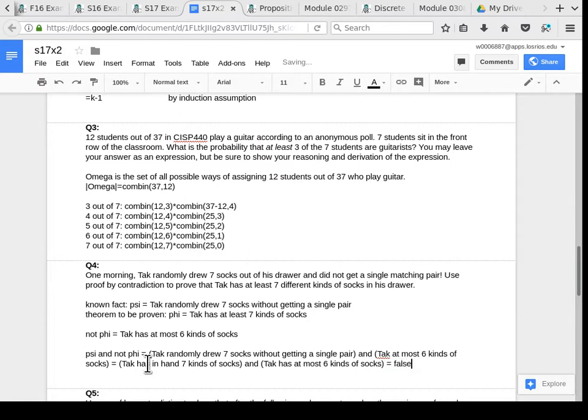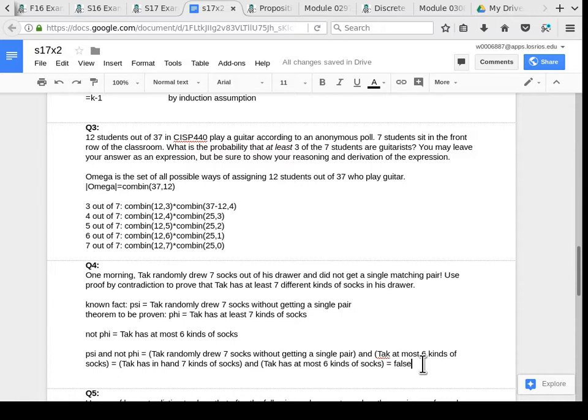that has to be false, because this statement that I'm holding 7 kinds of socks in my hand is true because I drew 7 socks out of the drawer without hitting a single pair. And the negation of the theorem, which is saying that I have at most 6 kinds of socks, they cannot be both true. And as a result, we have a contradiction.